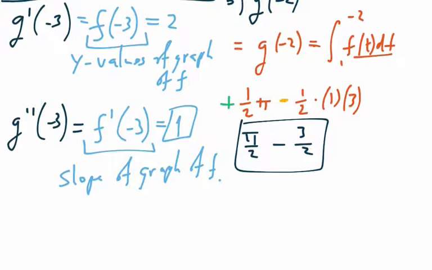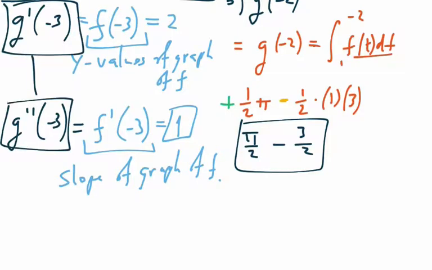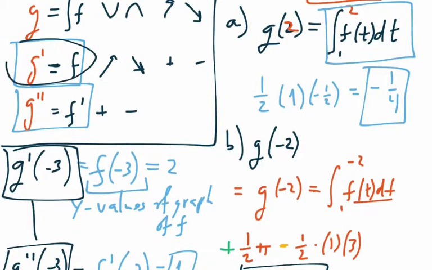So notice here that I didn't have to actually look at the graph of g to determine what g prime and g double prime are. Instead, using the Superfund chart, we were able to figure out what to look at on the graph of f to tell us the characteristics of g.